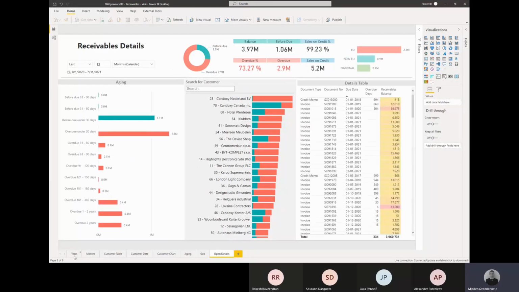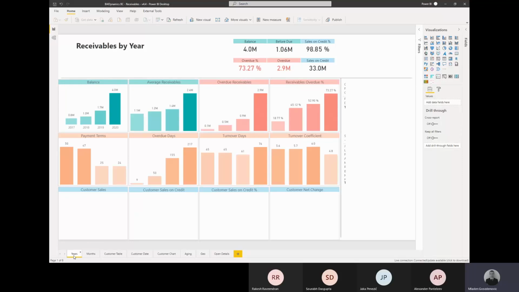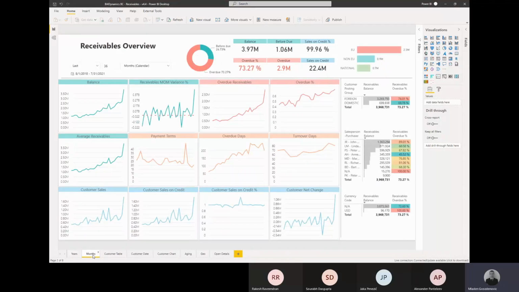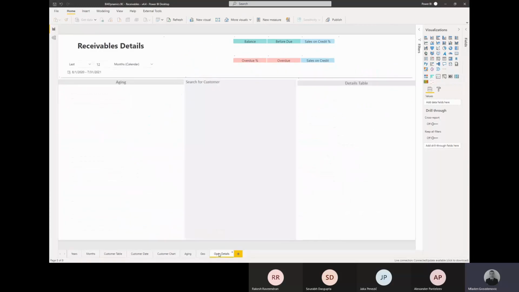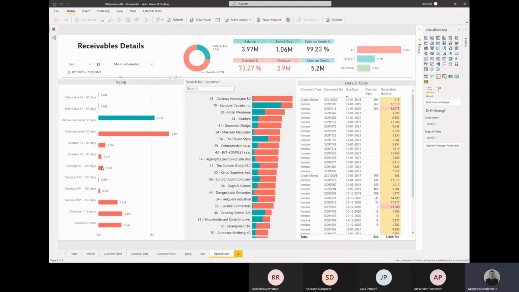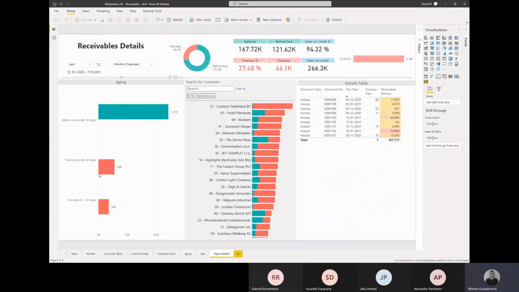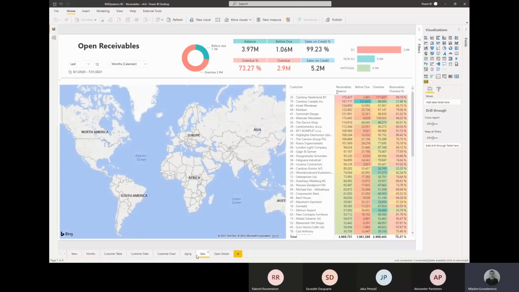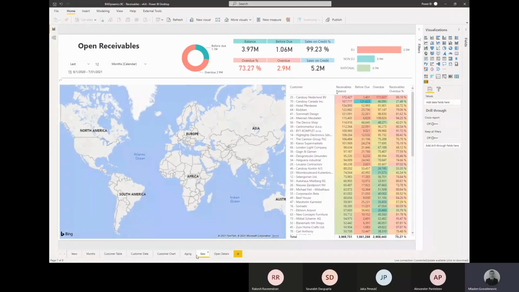From a very big picture, receivables over years, and whatever details you want to do from the dashboard, you would go in here with a few clicks and say, hey, who owes me money 90 days, or who owes us, let's say, in Canada, this customer. You can see here, and you can see the document details here. Very simple. And the receivables by geo information.